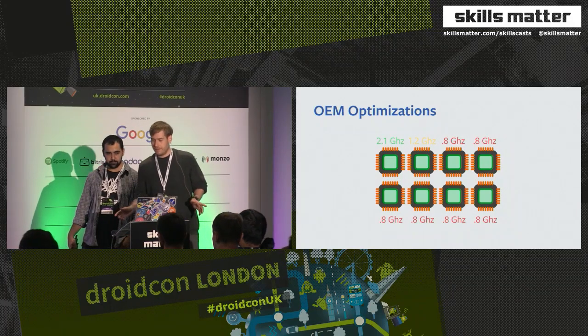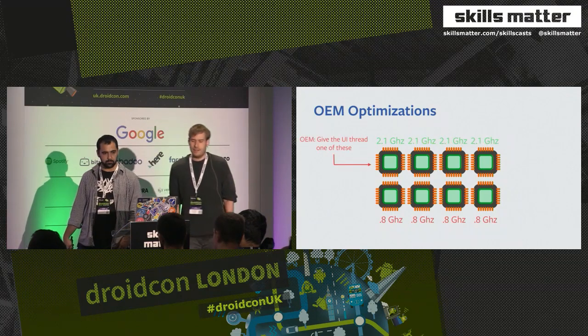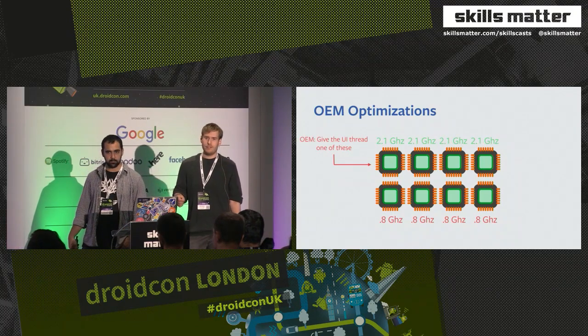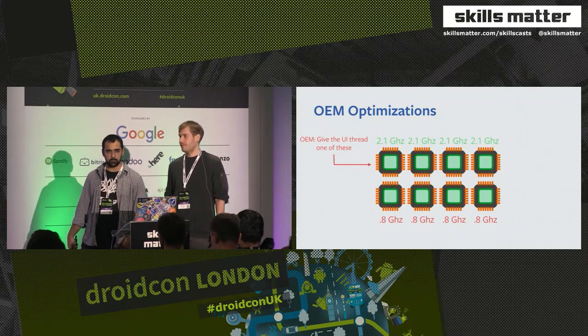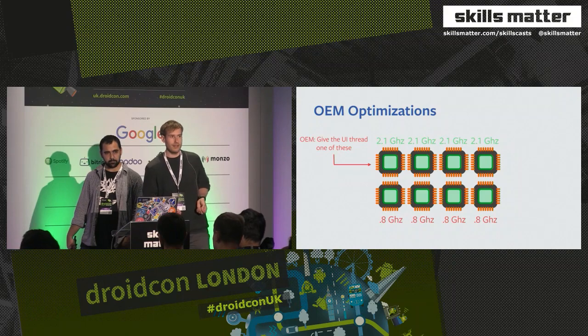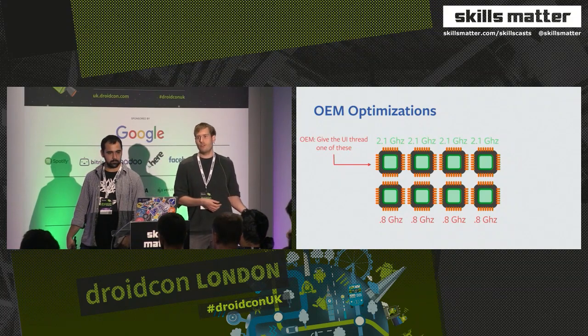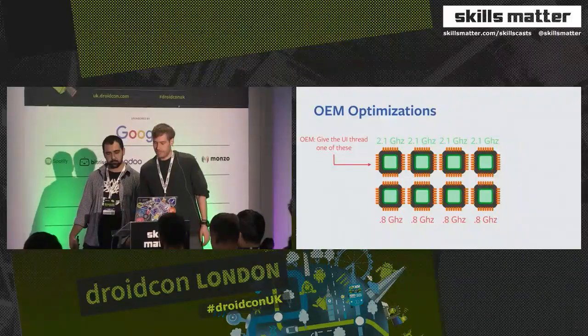So the OEM optimization that happens here for some devices is that they will make sure that the UI thread is pinned to whatever the best core on the phone is, which means that even if your thread has the same priority as the main thread, it may get scheduled to one of these cores that's running at a much lower frequency. So you have the same priority, you're running code, but it's running at 0.8 gigahertz instead of like 2.1 gigahertz here, which can mean that your code is running about half the speed as it would have on the main thread.